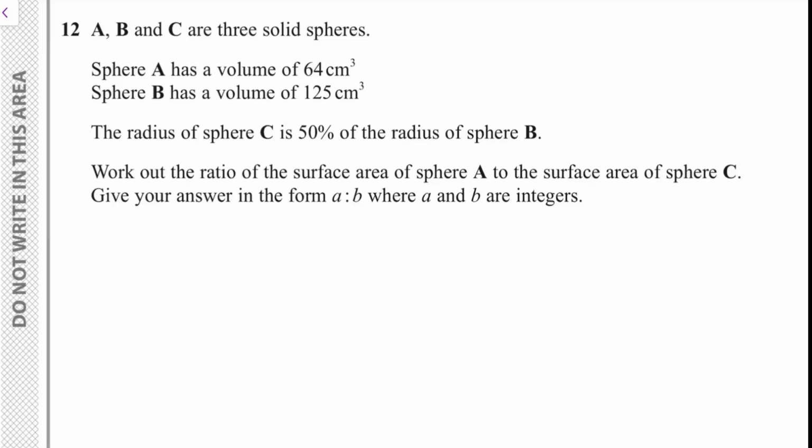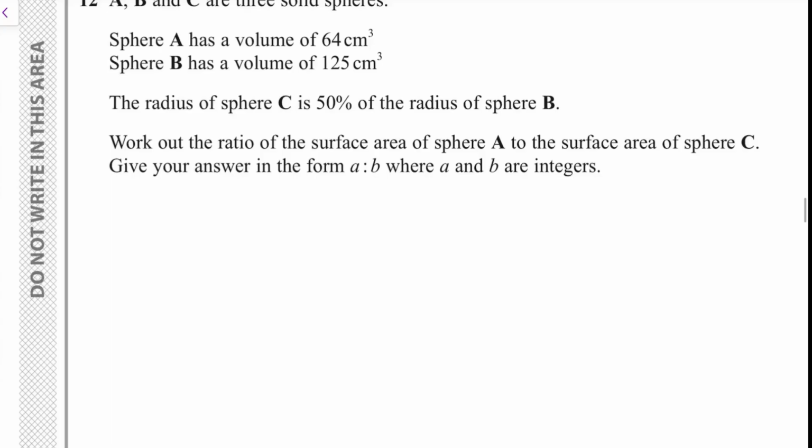A, B, and C are 3 solid spheres. Sphere A has a volume. I think this is going to be a simple shapes question, isn't it? Radius of sphere B, work out the ratio of the surface area of A to C. Oh, okay, that's clever. All right, so we're going to go from A to B, and then we're going to go from B to C. And then we've got length, area, and volume.